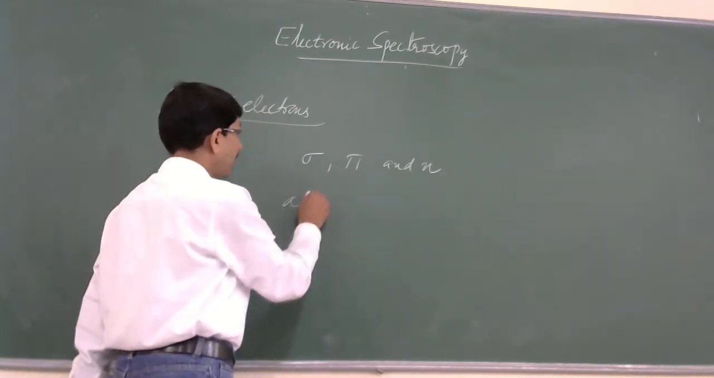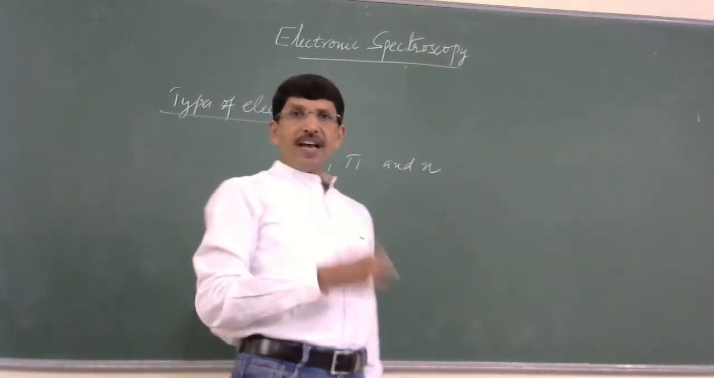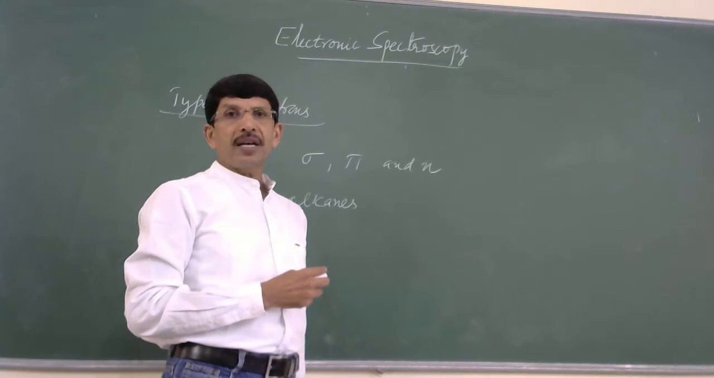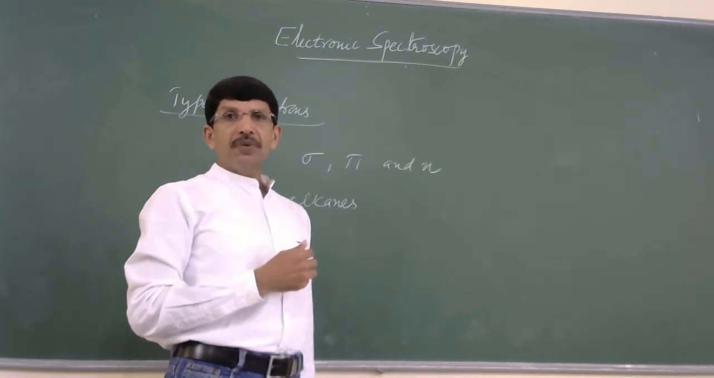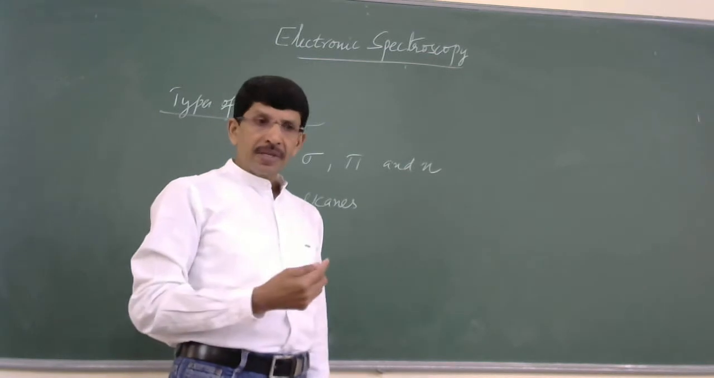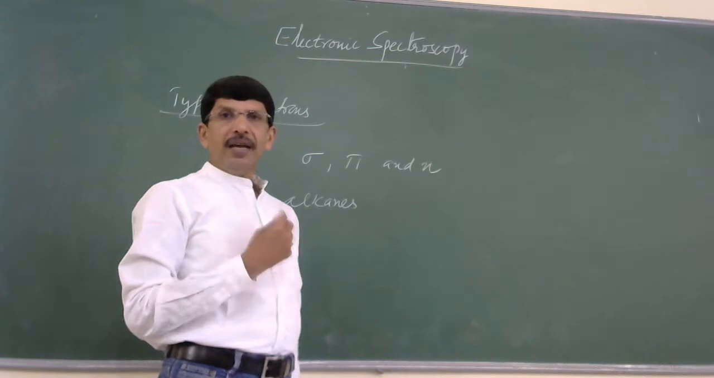So, if you consider alkanes, any alkane where all carbon-carbon and carbon-hydrogen bonds are sigma bonds, alkanes will always have only sigma electrons, or in other words, saturated hydrocarbons will have sigma electrons.